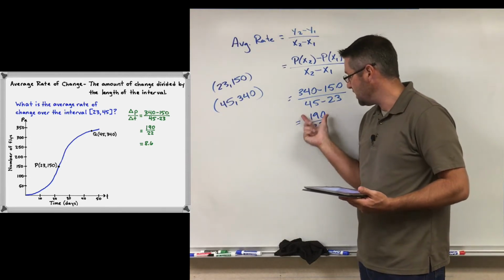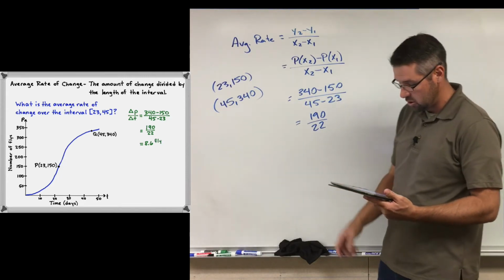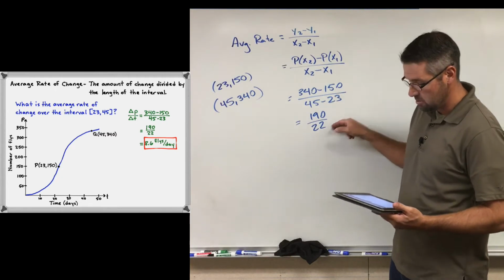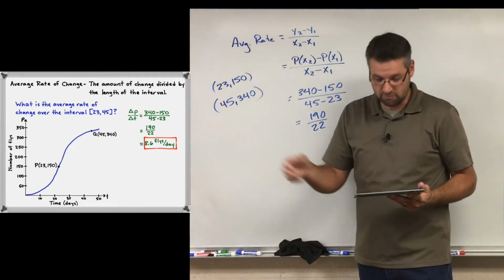We added 190 over 22 days. So we would say that our units here are flies per day. Flies on top, days on the bottom. It's a fraction, just like this is a fraction. Flies over days is a fraction, flies per day.